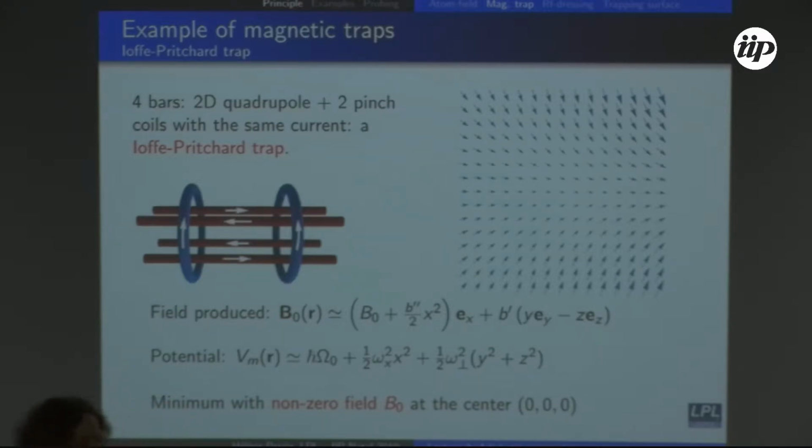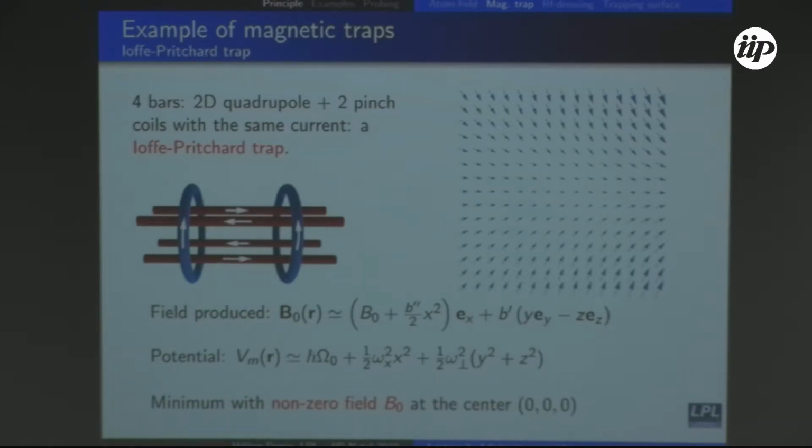And so this is the way you have this transverse trapping. The larger this B prime, the faster you go from B0 to this B prime, and the stronger the transverse oscillation frequency. So typically this kind of trap is very nice if you want to have cigar-shaped clouds, because very naturally this frequency will be much lower than the transverse one. Typically a factor of 10 is very common.